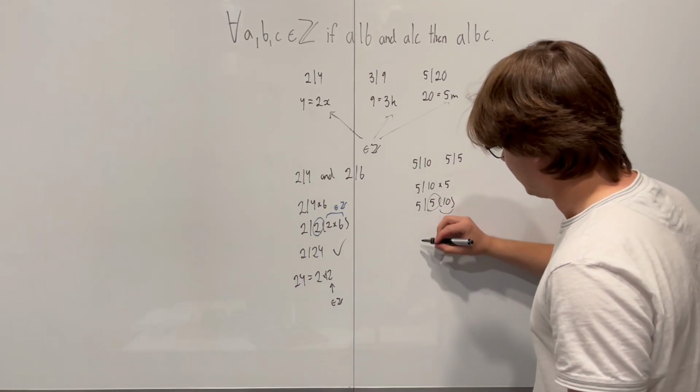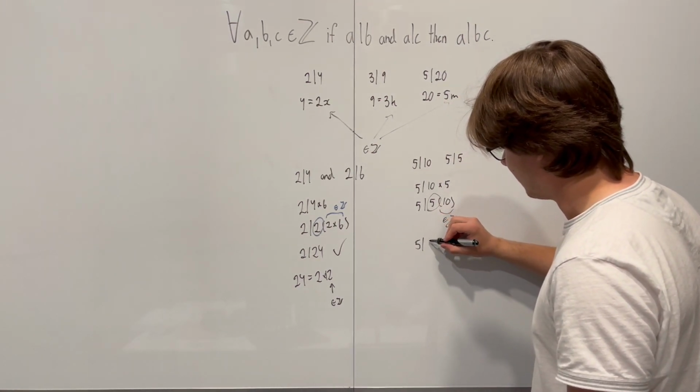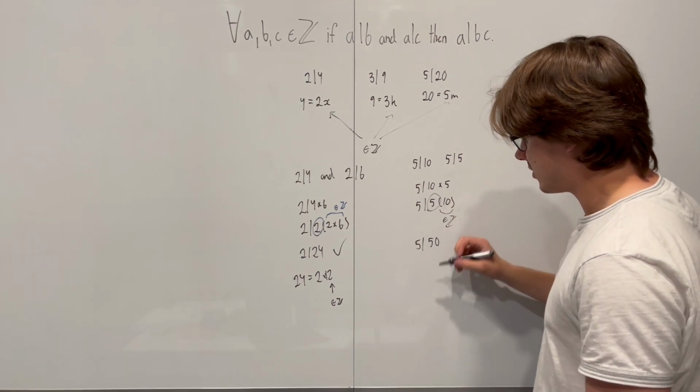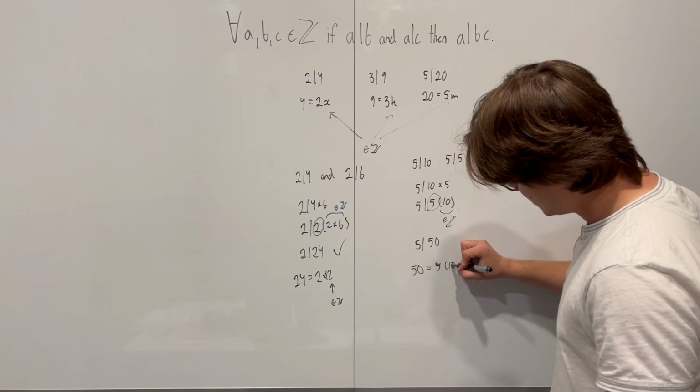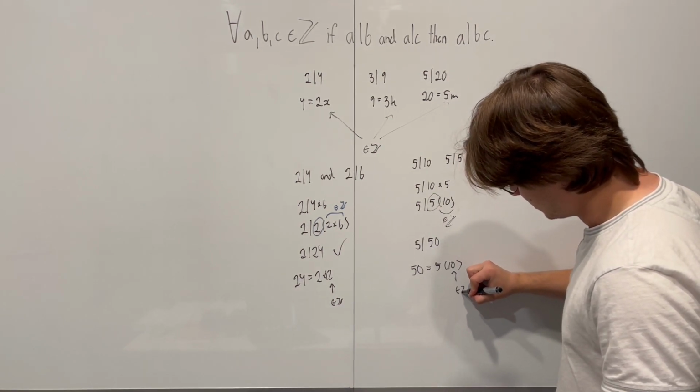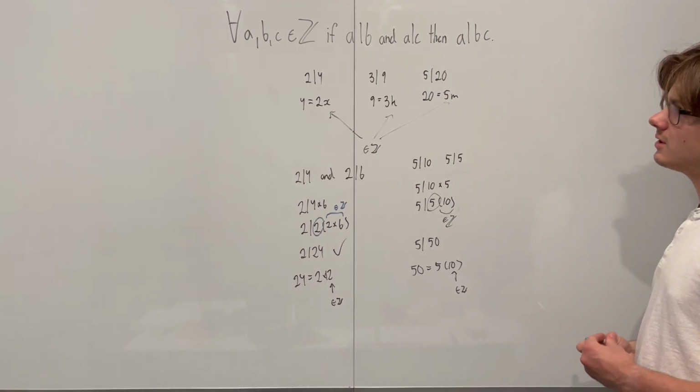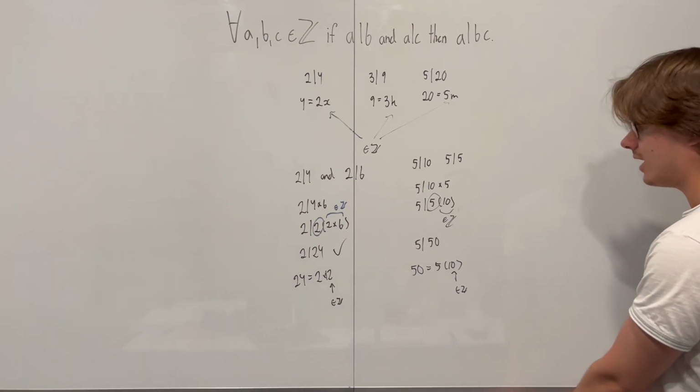But for completeness, let's just finish this. We're asking, can 5 divide 50? And the answer is, of course, that's true because 50 can be written as 5 times 10, where 10 is an integer. So it's looking like this statement is true, so let's go ahead and try and prove it.